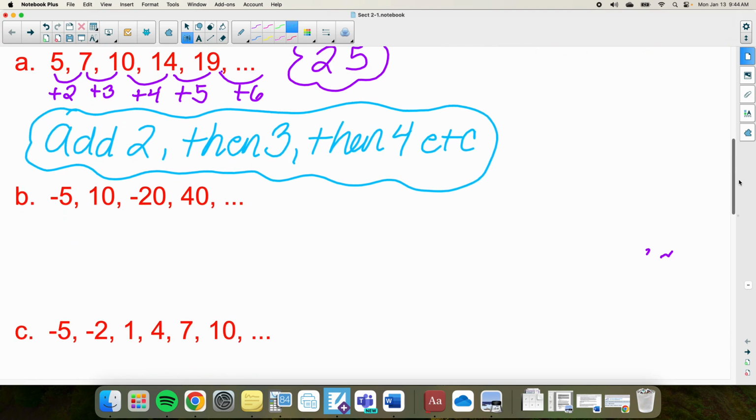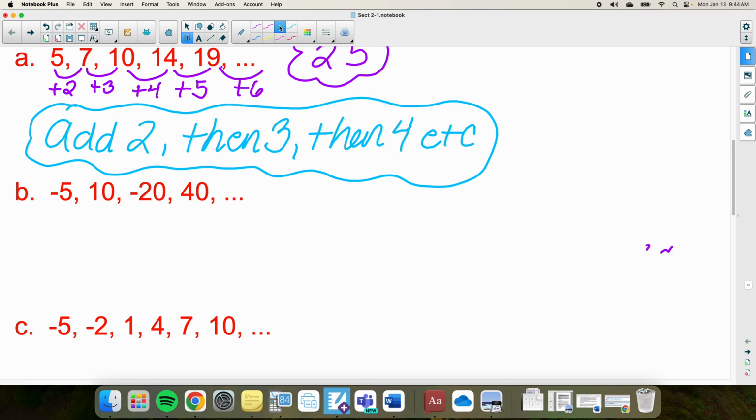Now, how about this next one? What do you guys think happens next in that one? Anyone see what the next one would be? Add 15. Not 15. What would be 15? Multiply by Max, I didn't see that. Multiply by -2 is correct. So each time they're multiplying by -2, 40 times a -2 is -80.